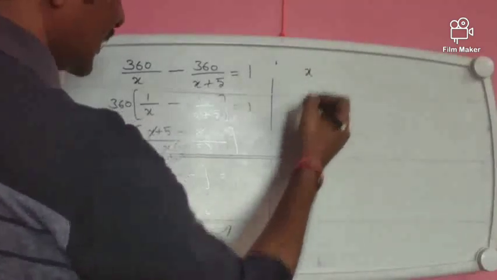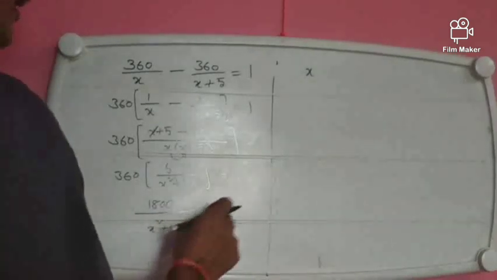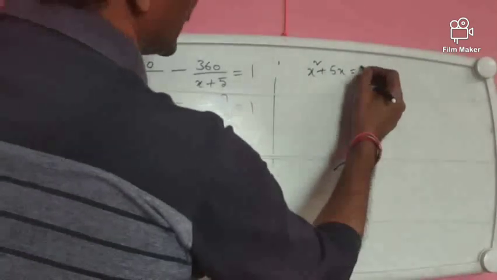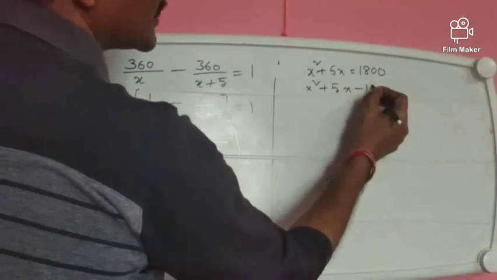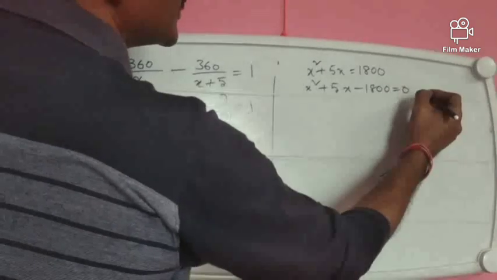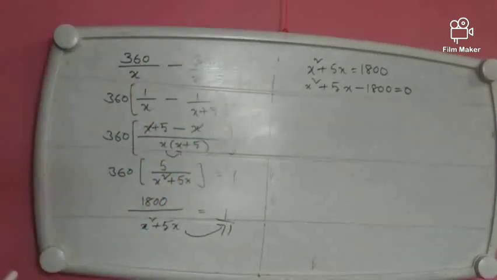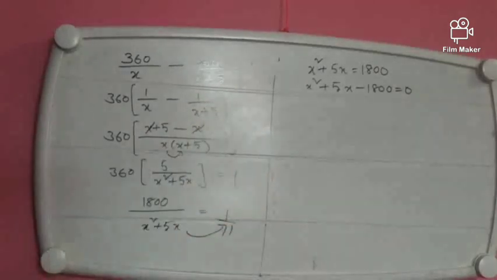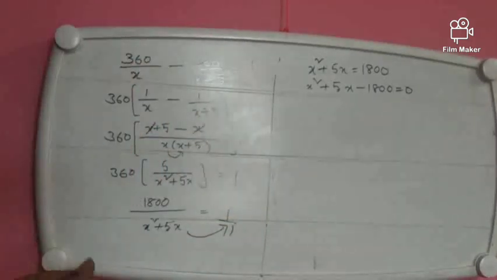By cross multiplication and transposing, 1800 equals x square plus 5x into 1. So x square plus 5x minus 1800 is equal to 0. This is the required quadratic equation, which is in the standard form. Now from here onwards we can solve the problem in different ways. Why? Because you know three methods: completing the square, the quadratic formula, and the factorization method. Whichever method you feel is easy, you can choose any one of the methods.